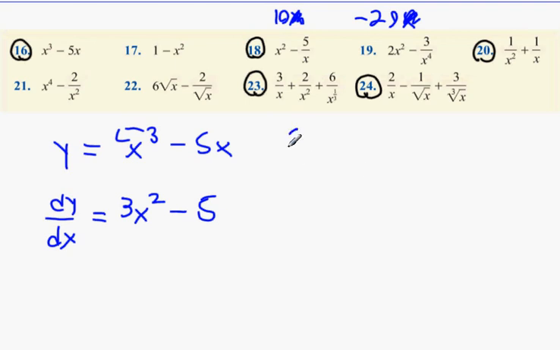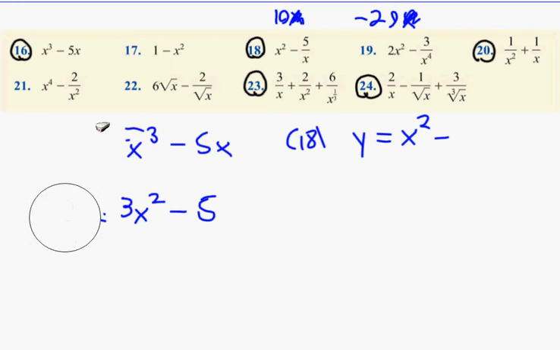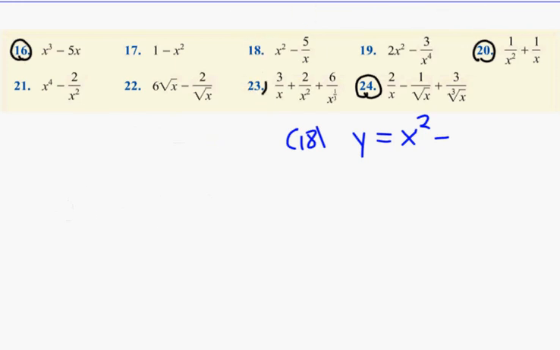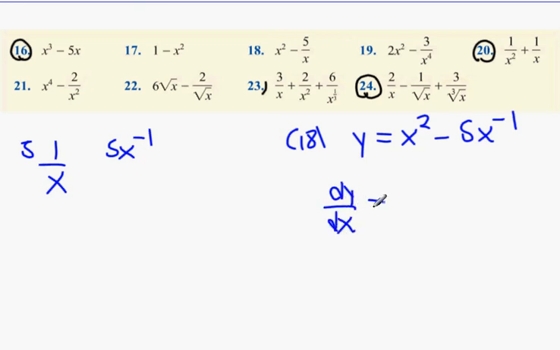Now we're on number 18. Number 18 is y equals x squared minus 5 over x. Now guys, the minus 5 over x, what can I change 1 over x into? It's going to be 5 times x to the power minus 1, so minus 5x to the minus 1. Differentiate. The 2 goes to the front, take 1 away from the power, 2x. The minus 1 gets multiplied by the minus 5, turns into plus 1. And then take 1 away from the power, 0.